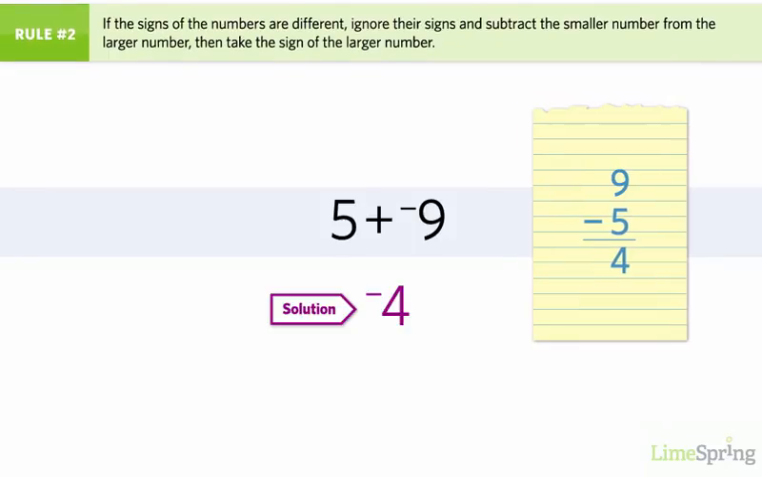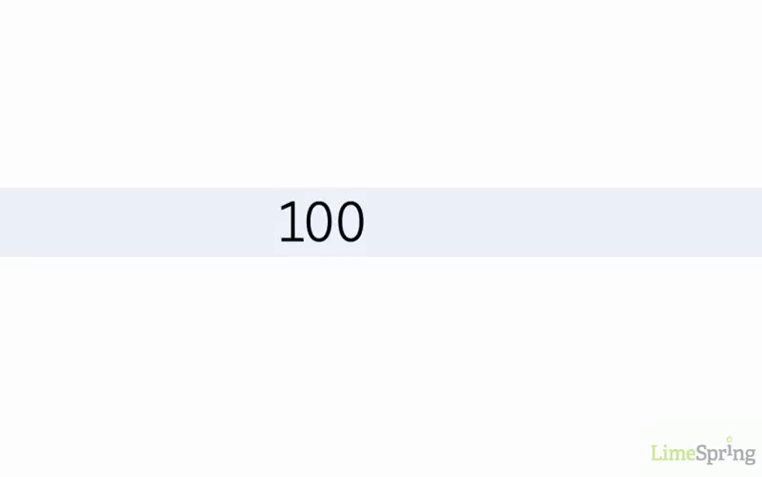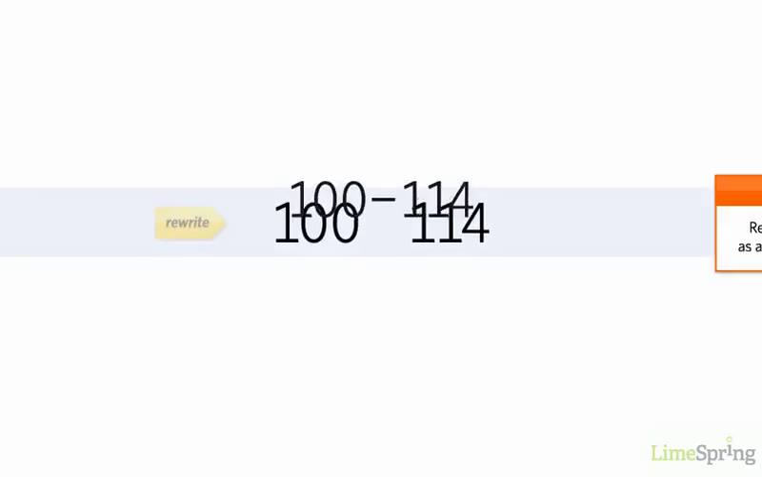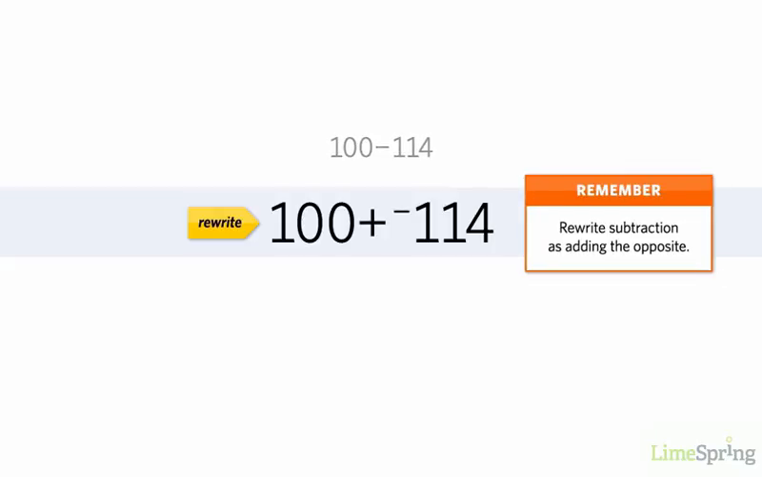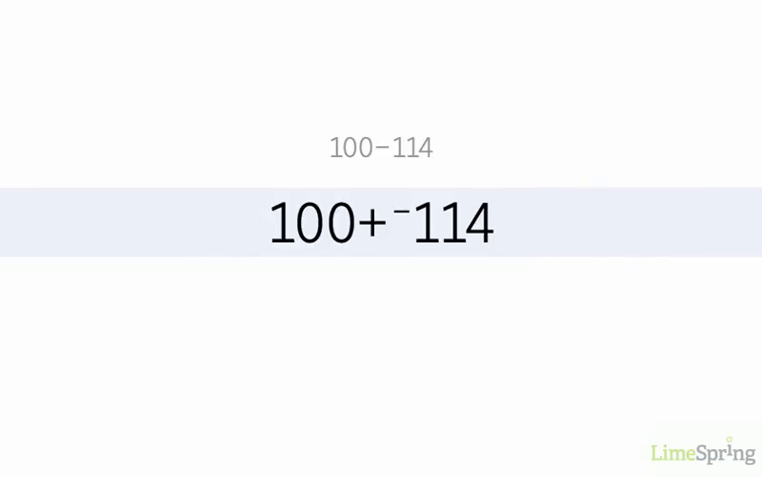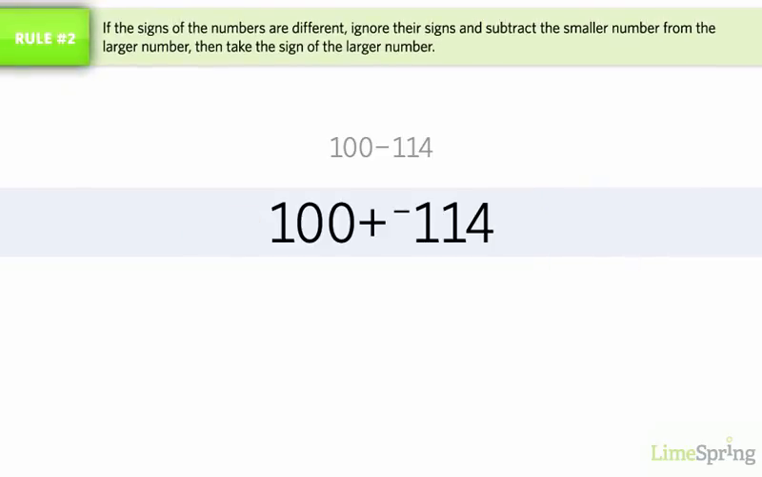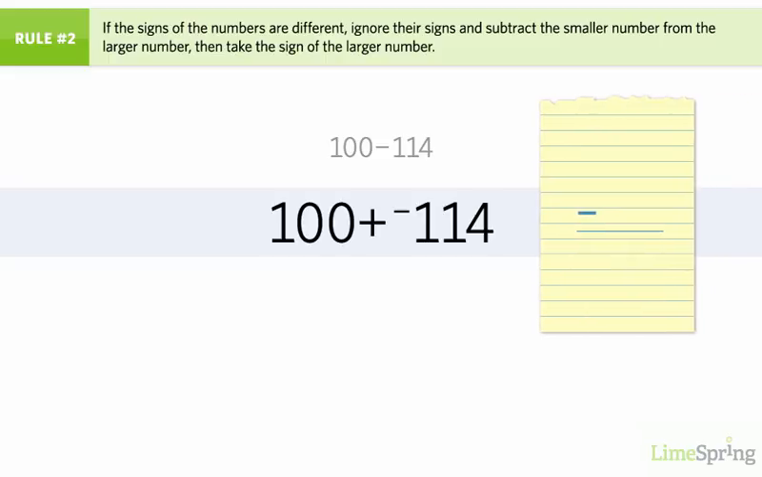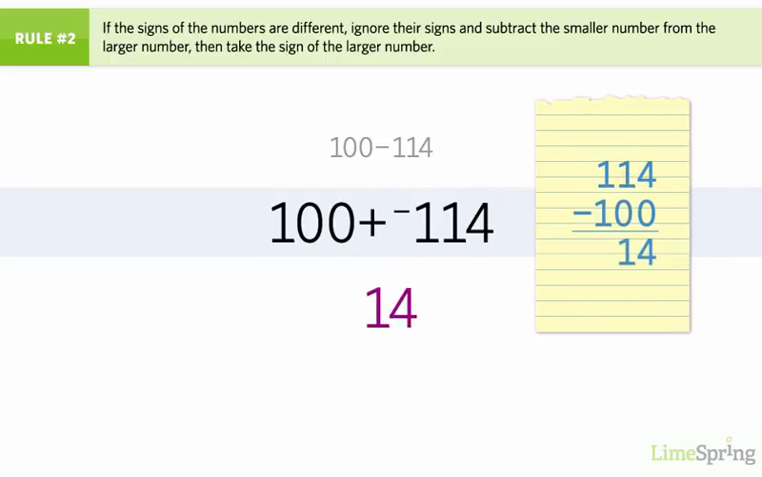Let's try another problem. How about we revisit 100 minus 114? Our first step is to rewrite the subtraction problem as an addition problem to get 100 plus -114. We see that the signs of the numbers are different. 100 is positive, and -114 is negative. So we apply the second rule, and since 114 is larger than 100, we subtract 114 minus 100 to get 14, and then we take the sign of -114 to get -14.